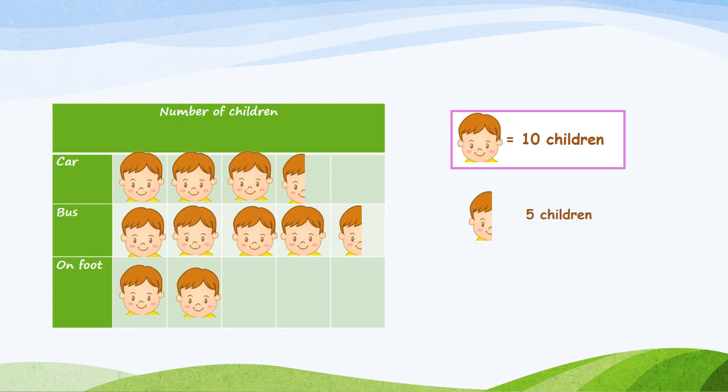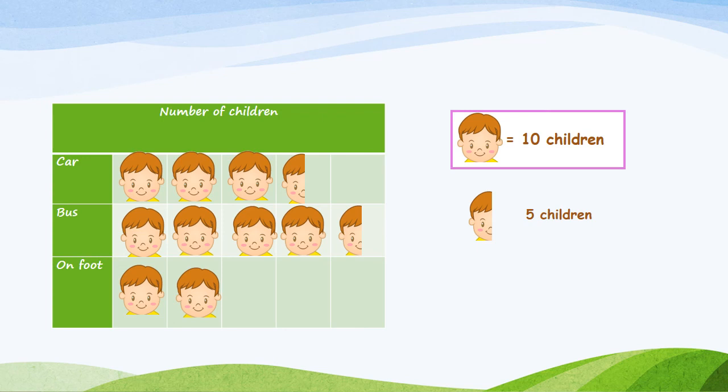Now, how many more children go by bus than by car? This is like this, and this is like this, and this is like this, and this is like this. So what's left? Only these. So there are 10 more children go by bus than by car.